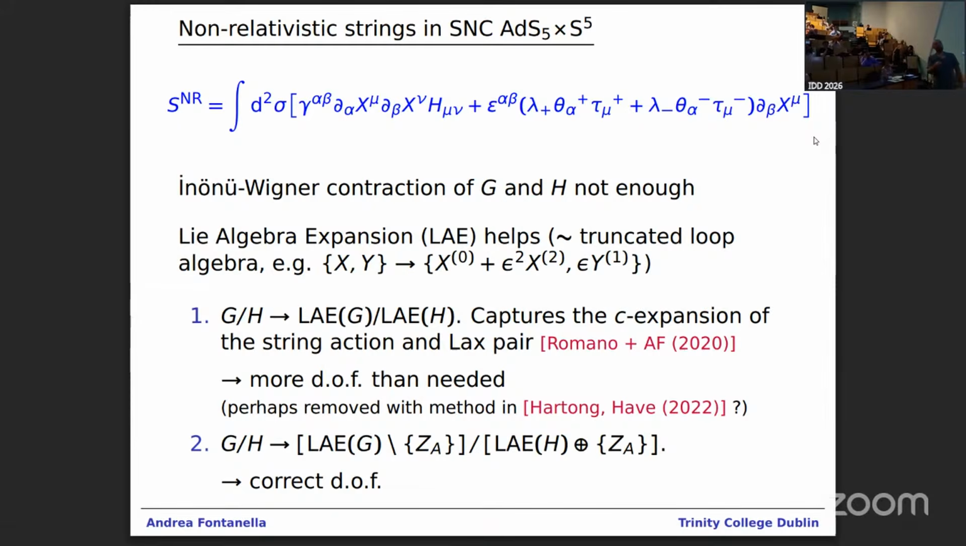So with this tool in mind, we can now start engineering what could be the coset for capturing this action. One possibility is that from G over H of AdS5 cross S5, you replace it by the Lie algebra expansion of G divided by the Lie algebra expansion of H. If you do that, you will capture the expansion of this string action and the Lax pair, as we showed here. But with this method, there is a subtlety: you generate more degrees of freedom than what you need.